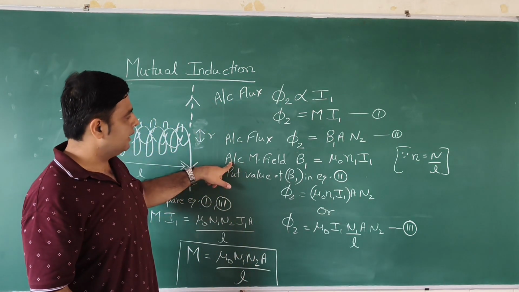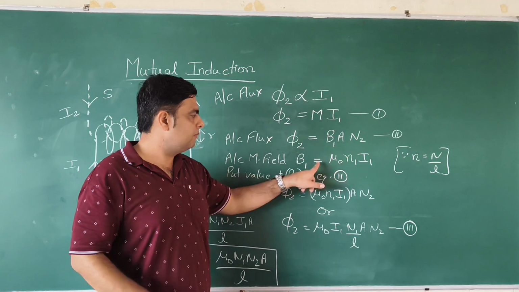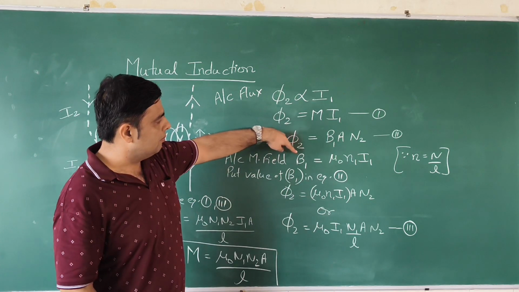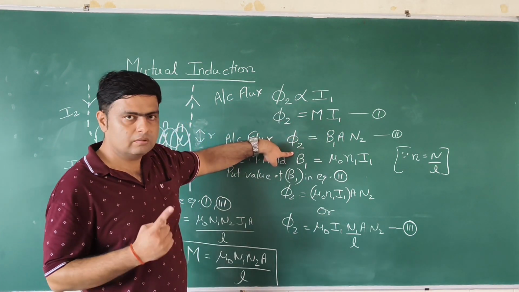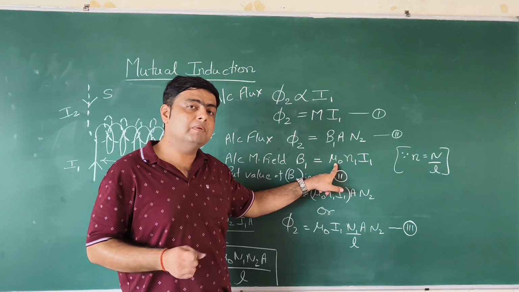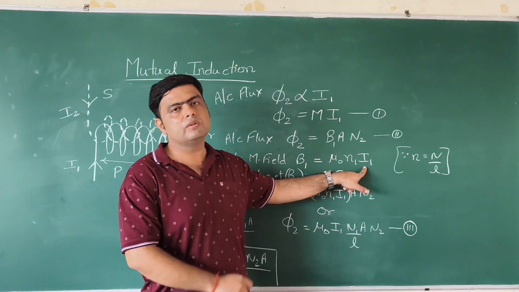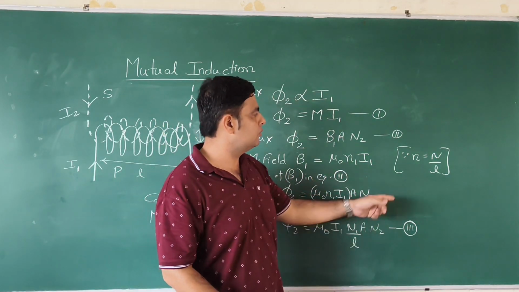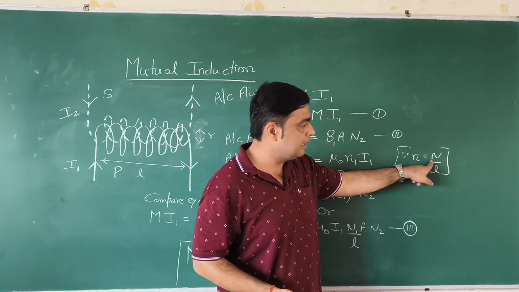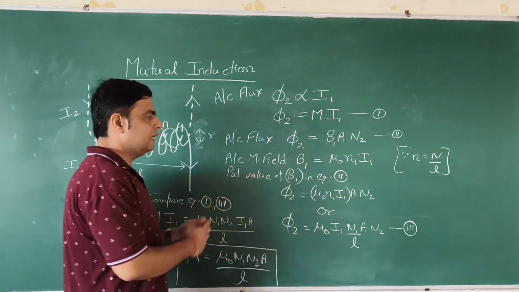Now we have to replace this B1, so we use the formula of magnetic field, mu naught n I. For the first coil, the primary coil, B1 is mu naught, that is the permeability of the medium, into number of turns per unit length of the primary coil into the current of the primary coil. And we know that n, the number of turns per unit length, is capital N upon L, where capital N represents the number of turns and L represents the length of the coil.